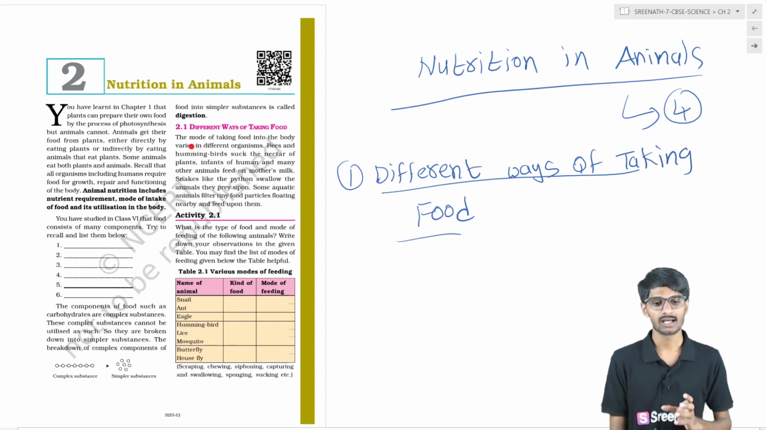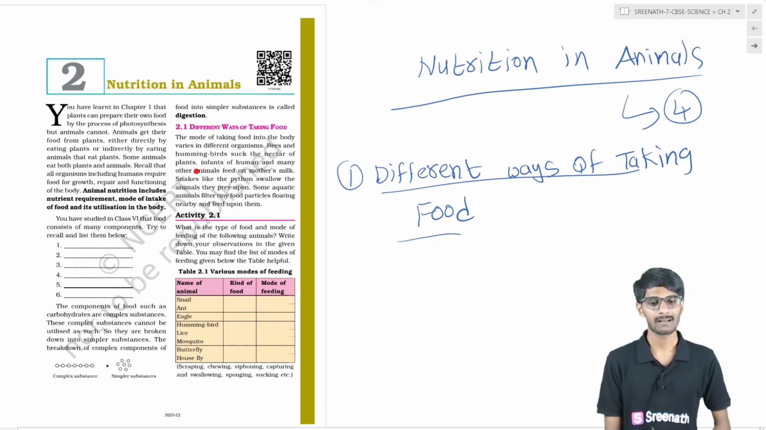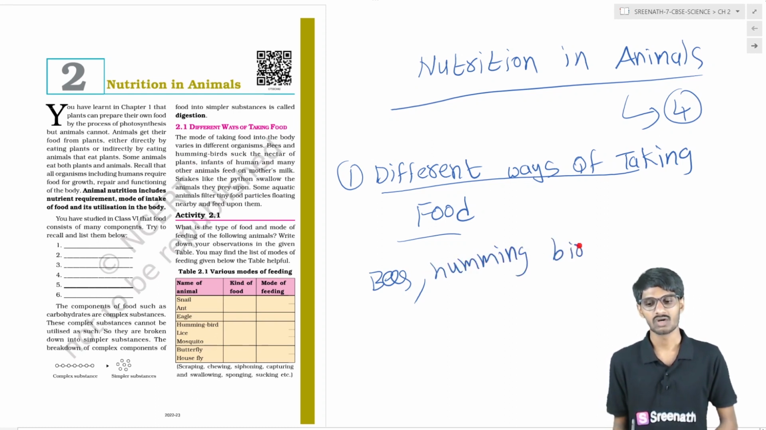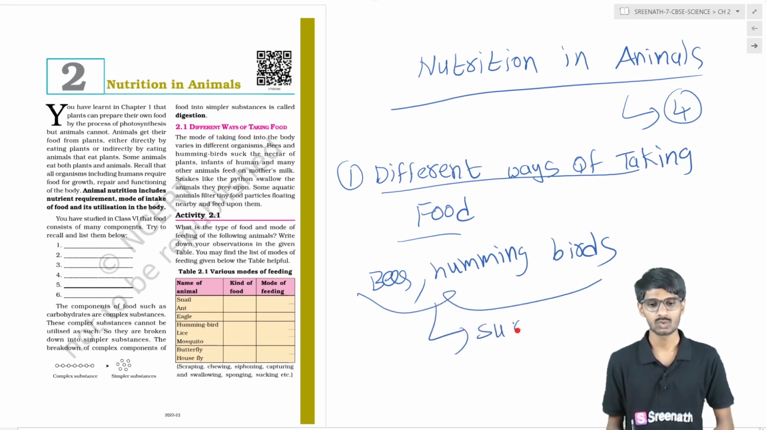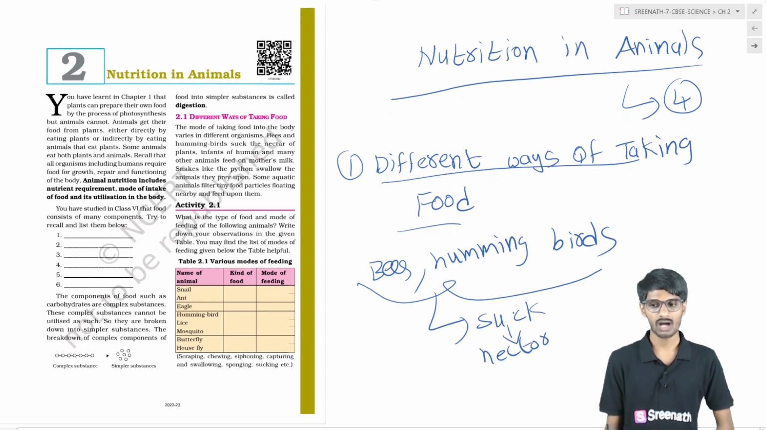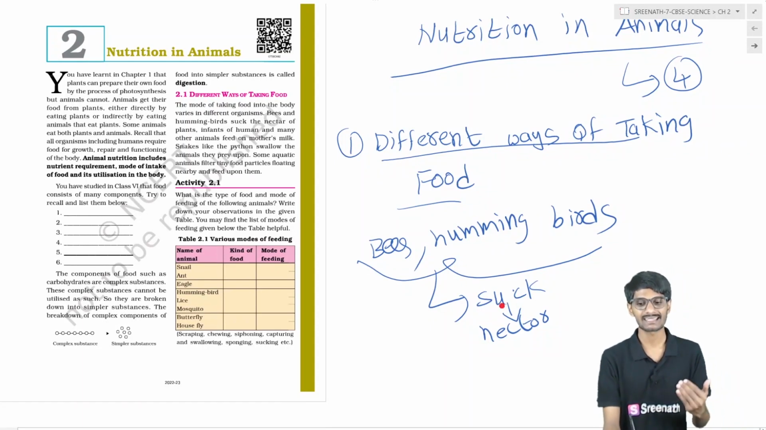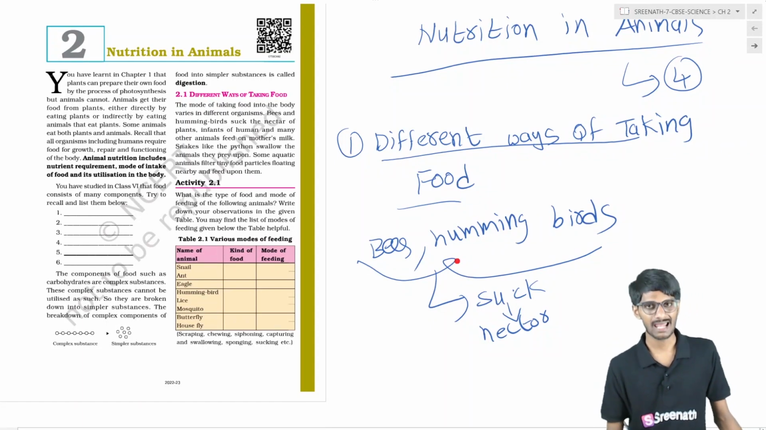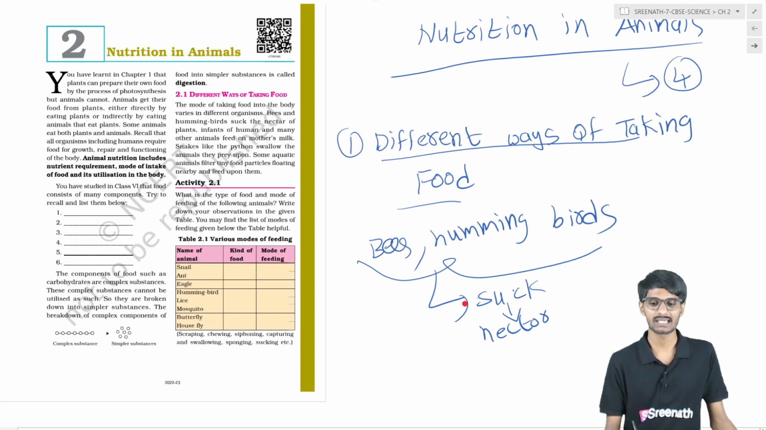The mode of taking food into the body varies in different organisms. Bees and hummingbirds suck the nectar of plants. What will they do? They suck the nectar. In which way are they taking food? They are sucking the nectar from the plants. So bees and hummingbirds take food like that.